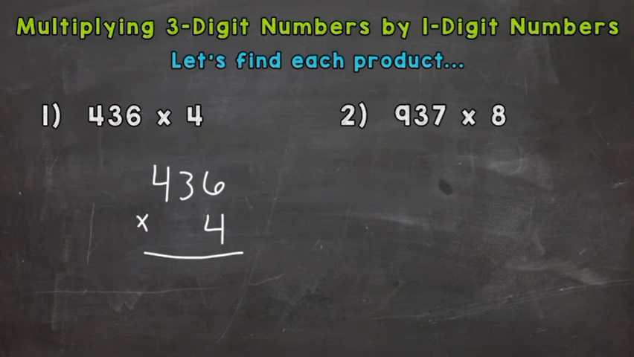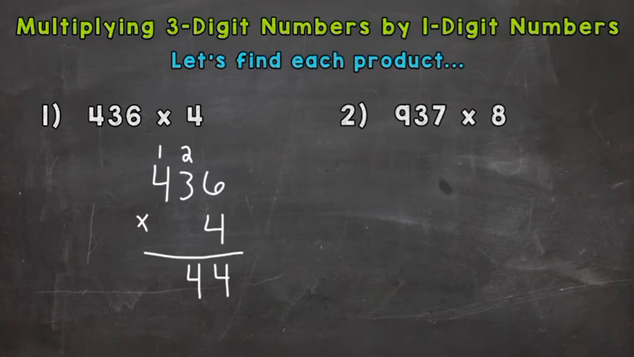So we'll start with 4 times 6, which is 24. So we write our 4 here, and we carry our 2 to the tens place. Now we need to do 4 times 3. We're actually doing 4 times 30 because that 3 is in the tens place, but we can just think of it as the simple digits of 4 times 3. So 4 times 3 is 12, plus that 2 gives us 14. So we write our 4 here, and we carry our 1 to the hundreds place.